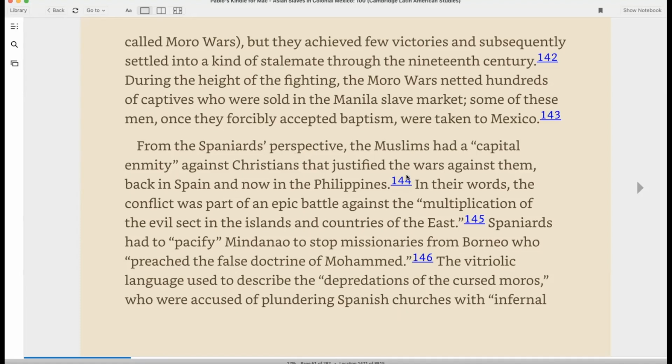During the height of the fighting, the Moro Wars netted hundreds of captives who were sold in the Manila slave market. Some of these men, once they forcibly accepted baptism, were taken to Mexico. All right? They were taken to Mexico. Who? Moors. Muslim Moors, okay? I want you guys to really understand what they're telling us here.